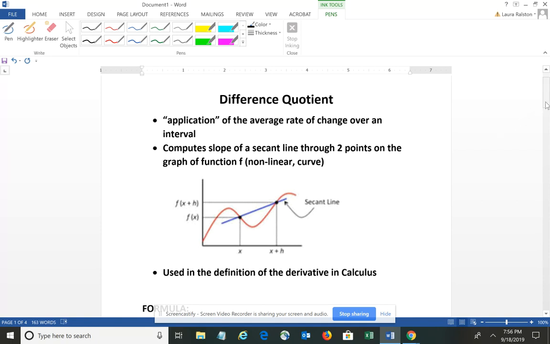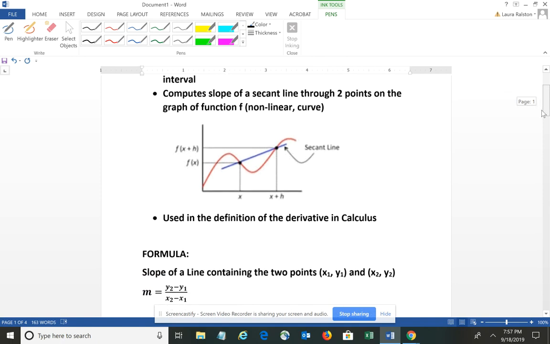The difference quotient is so important. It's a skill you need to learn and be able to simplify the difference quotient because it is used extensively in calculus. It's actually part of the definition of the derivative in calculus. And so I want to kind of show you here.